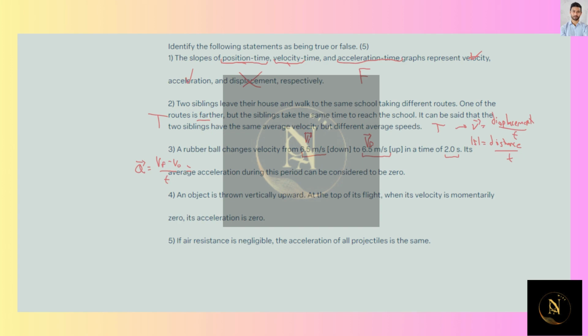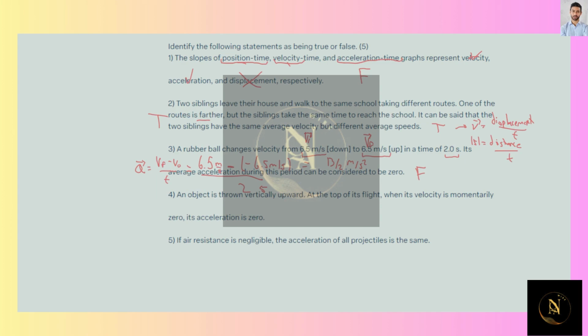The final velocity is going to be equal to 6.5 meters per second in the positive, and the initial value is going to be equal to minus 6.5 meters per second, over 2 seconds. So in this case, the average acceleration is going to be equal to 13 over 2 meters per second squared. And this is going to be false.